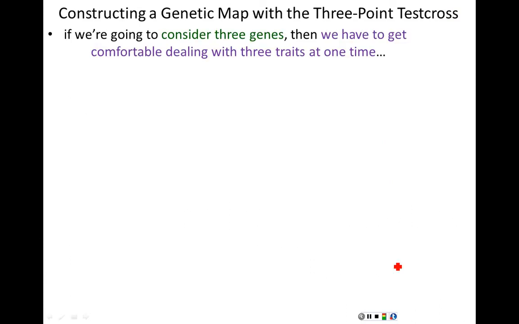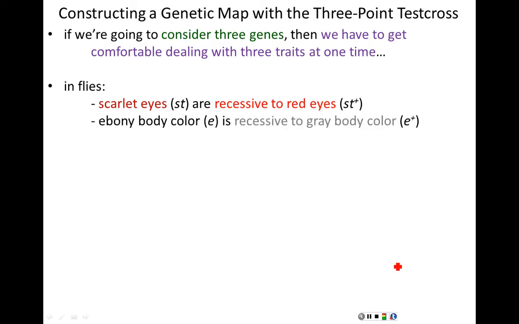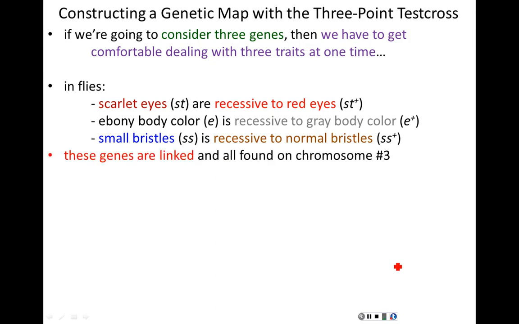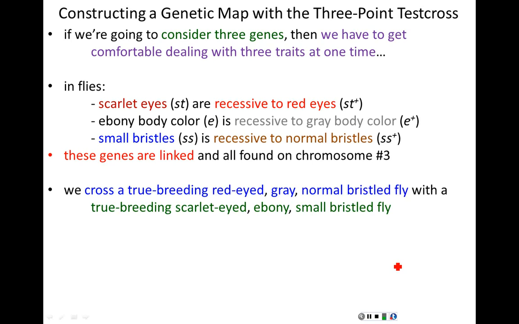If we're going to consider 3 genes, then we've got to get comfortable dealing with 3 different traits at one time. So here's a practice example of that. We're going to deal with flies. We're going to talk about eye color. So scarlet eyes is recessive to red eyes. Ebony body color is recessive to gray body color. That's our second trait. And small bristles on the body is recessive to normal bristles, our third trait. So 3 separate traits. These genes are all linked, and they're all found on the fly's chromosome number 3.